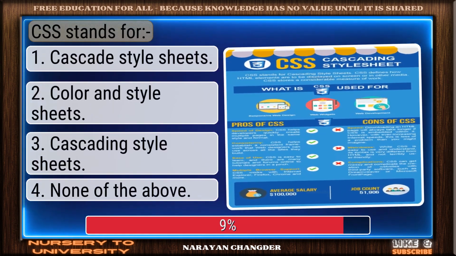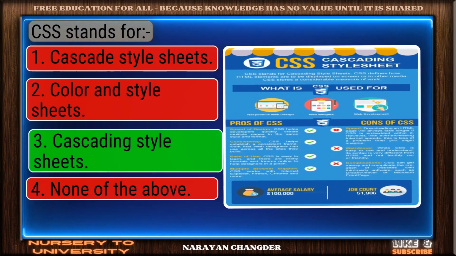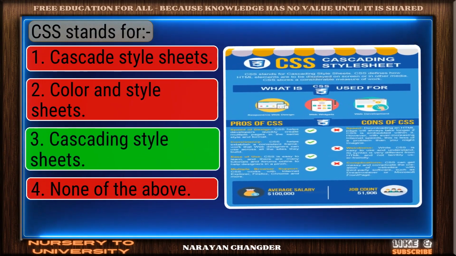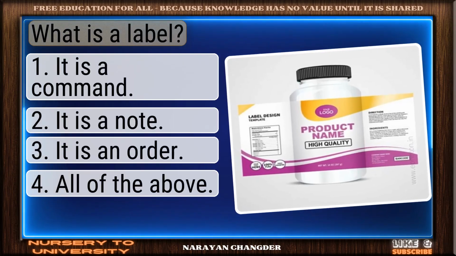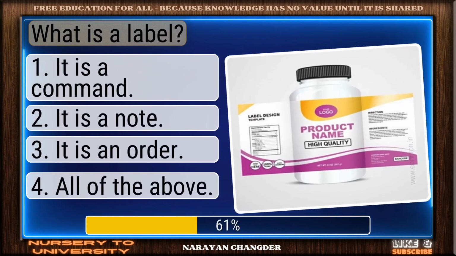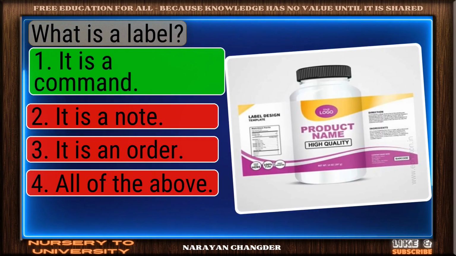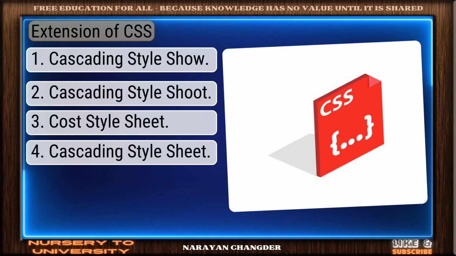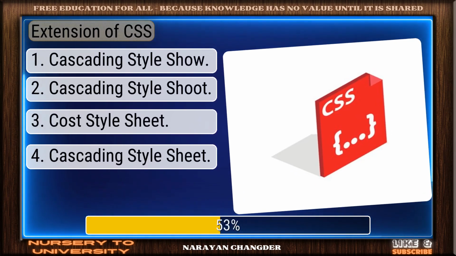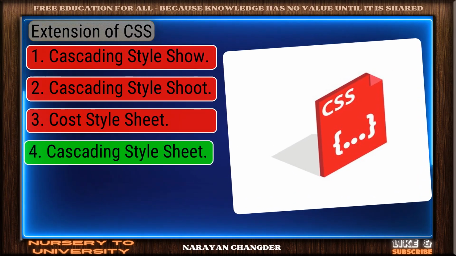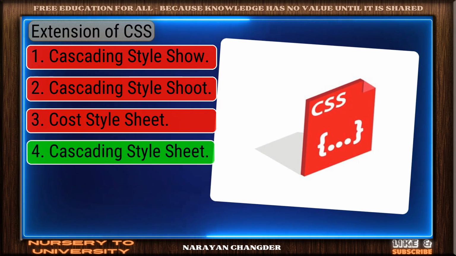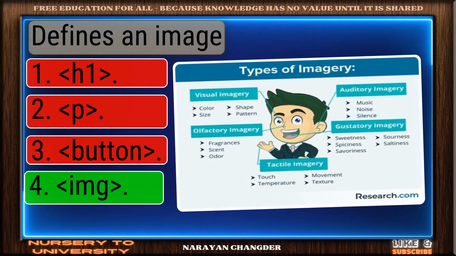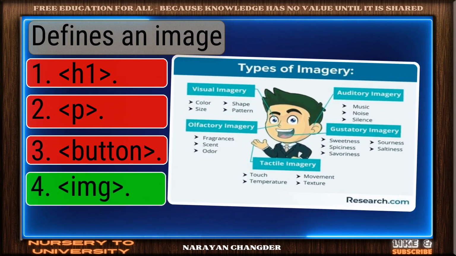CSS stands for. Exactly. Cascading style sheets makes sense, and it is right choice. What is a label? Right again. It is a command is a valid answer. Extension of CSS. On track. Cascading style sheet is the correct answer. Defines an image. Sharp thinking. IMG is the right choice.